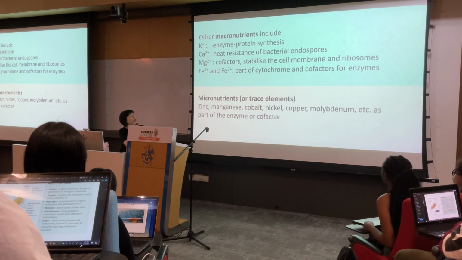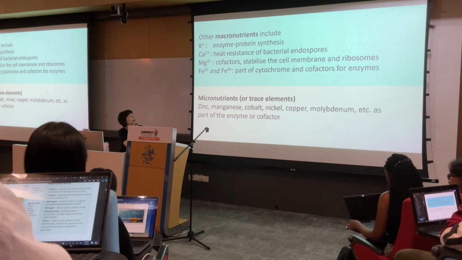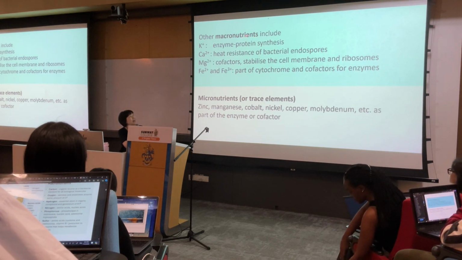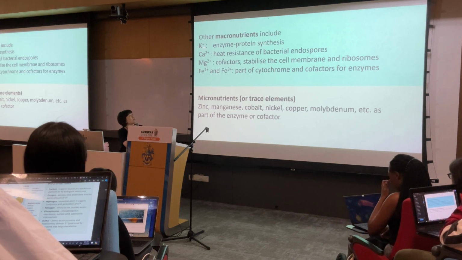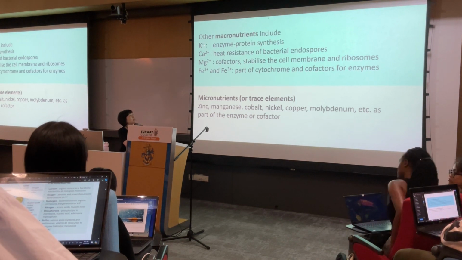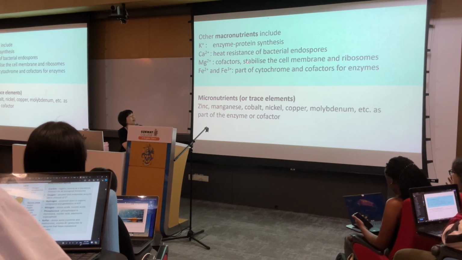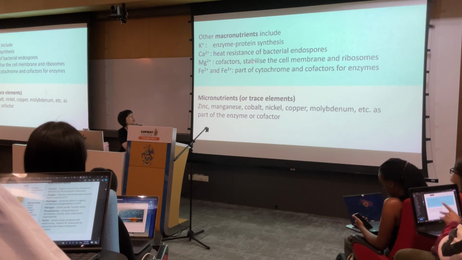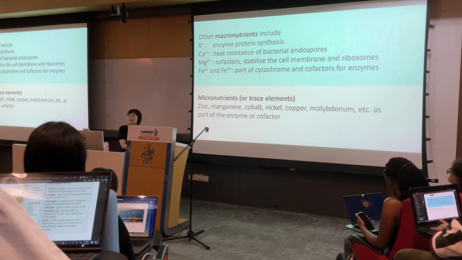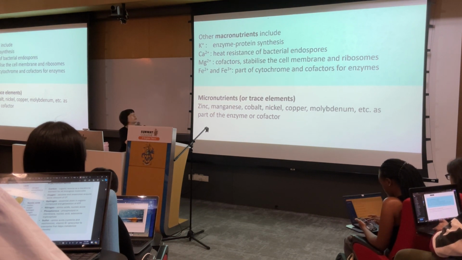And not only those 6 elements, here we also have some other macronutrients or macro elements, including potassium, calcium, and magnesium. Potassium is required for a lot of enzymatic reactions. And calcium, you remember, is present in the endospore, where it is required a lot. We found that calcium.